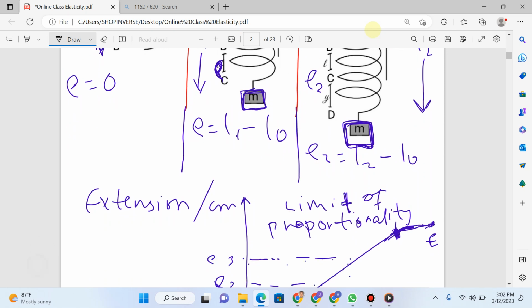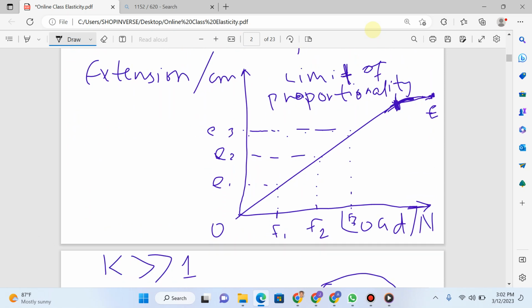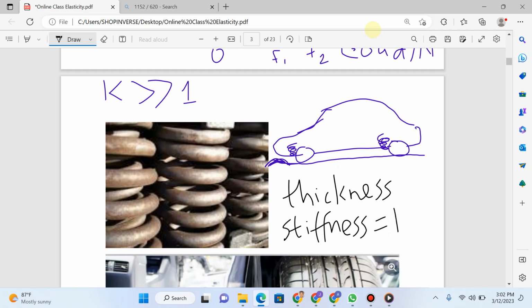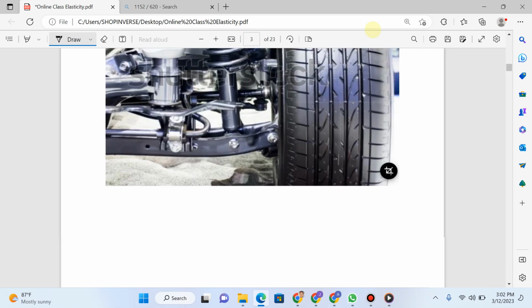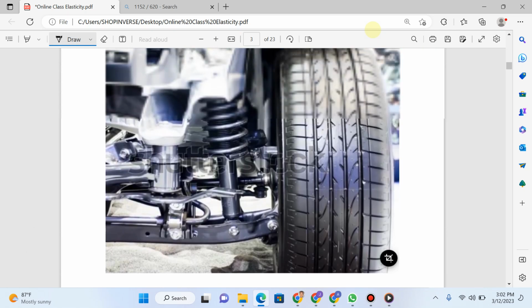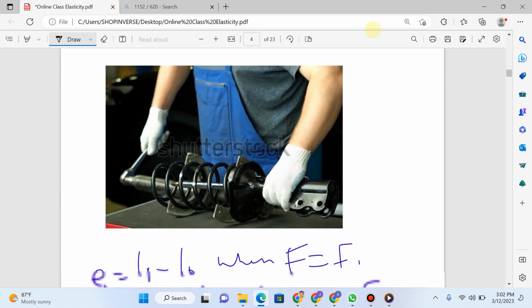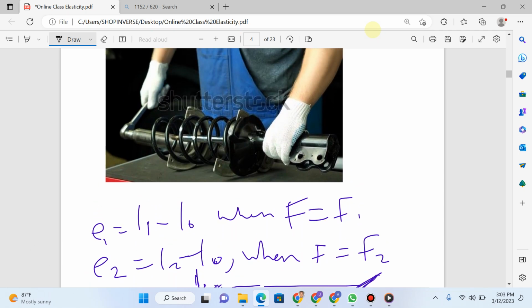So this is all we talked about, the formula F equals KE, and how a spring can be made to extend by different lengths when different loads are applied on it. We also talked about the effect of the thickness of a spring on its stiffness. We realized that the higher the thickness of the spring, the higher the stiffness of the spring. And this stiffness is the K, the force constant of the spring. We also talked about where the spring is applied, usually on the shock absorber of your car or of the bike.